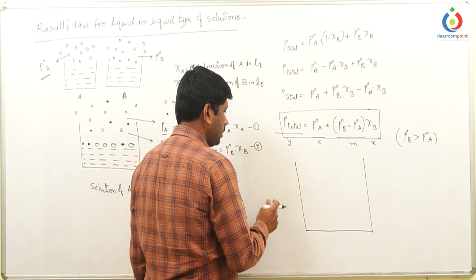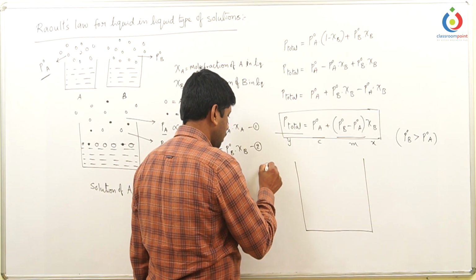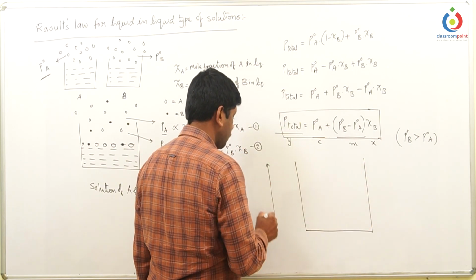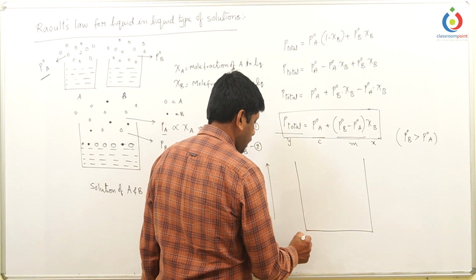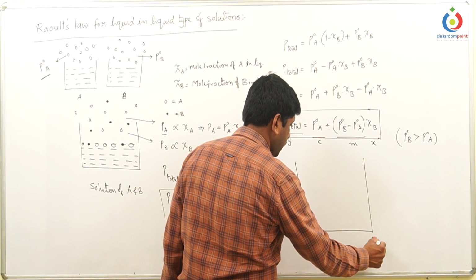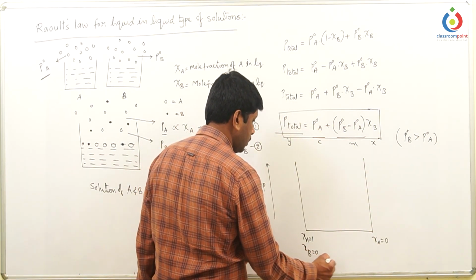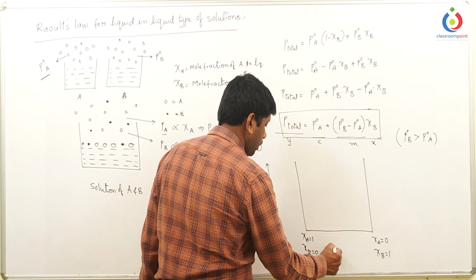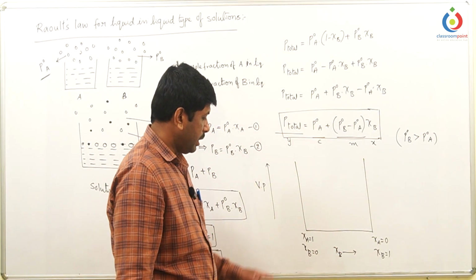So one side let us take the A liquid, the other side let us take the B liquid, and in both, these are the y-axis, this is the x-axis. The y-axis says about the vapor pressure, and here mole fraction of A equals 1, mole fraction of A equals 0, here mole fraction of B equals 0, here mole fraction of B equals 1, and XB varies this side. So what is the meaning of this?